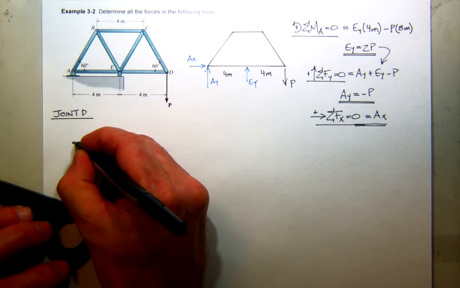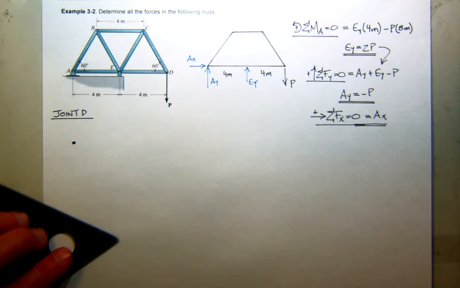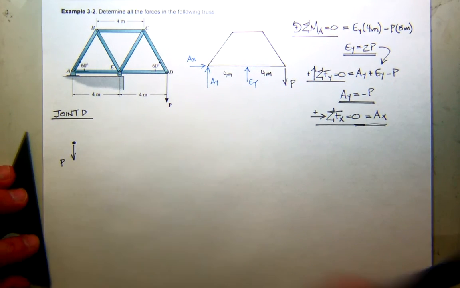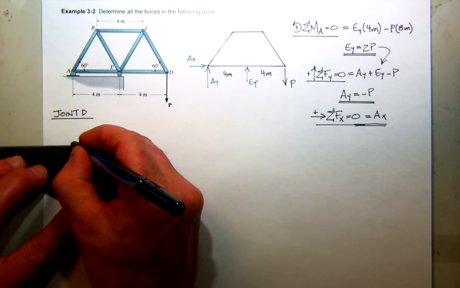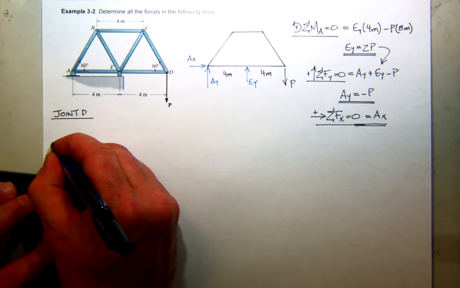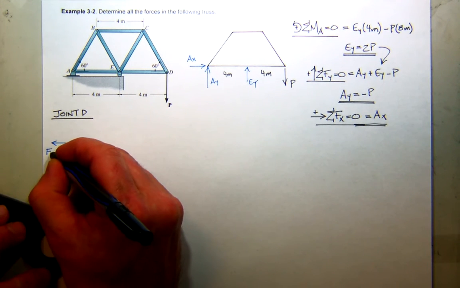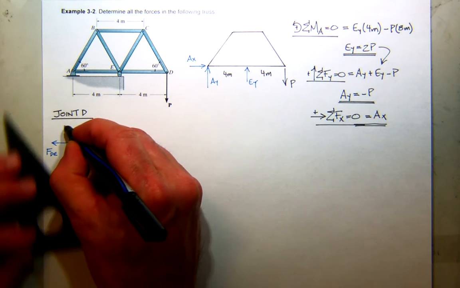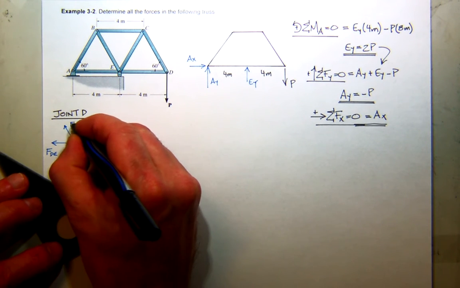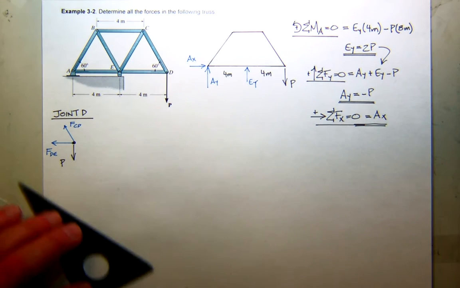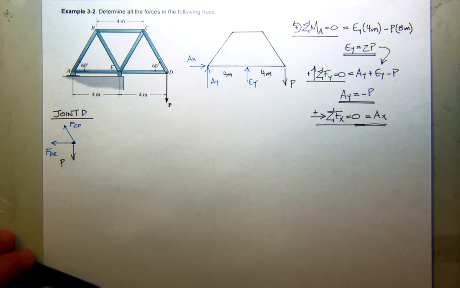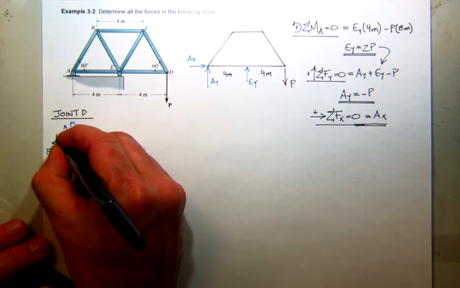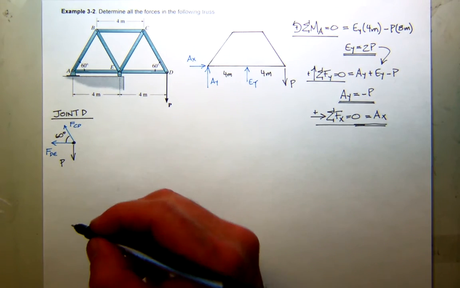So there's my joint, and I have, of course, the load P acting down. And now I'm going to assume tension in force DE and tension in force CD. And I also know what? That the internal angle here is 60.